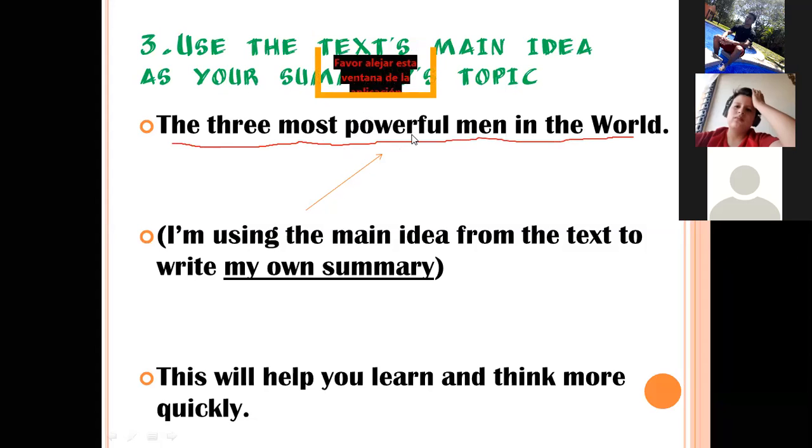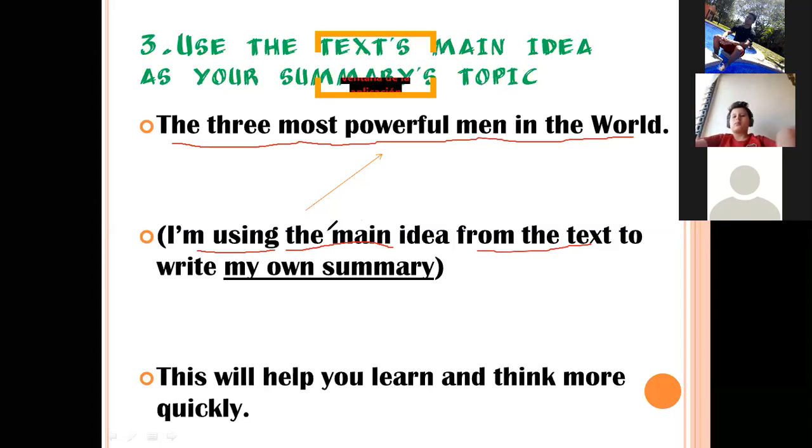And then I selected. So I wrote down in parentheses, I'm using the main idea from the text. So this is not my idea. This is the idea of the text, and I use it. This is another tip that you can use. All right?